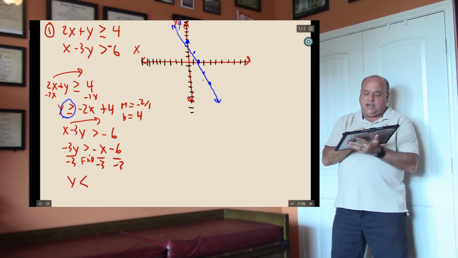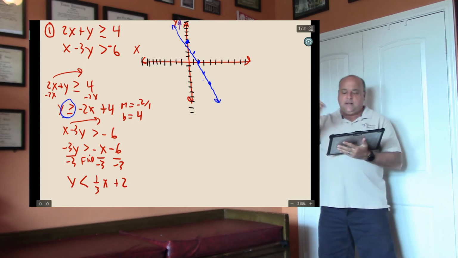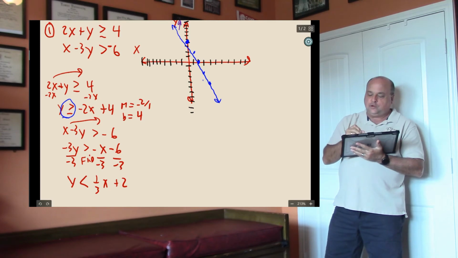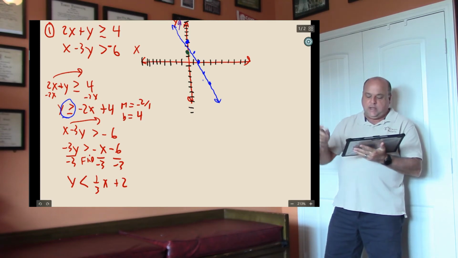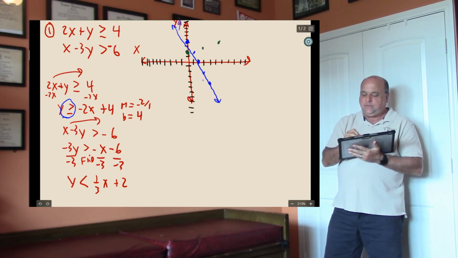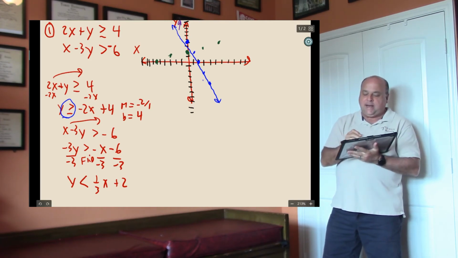So we'll end up with y less than 1/3 x plus 2. So the y-intercept's at 2. I'm going to use green dots for this. The y-intercept's at 2, and my slope is up 1, right 3. So up 1, right 3, and just do the best you can at this. Try to get both of your intercepts. And then this one will be a dashed line, so this will be a dashed line.